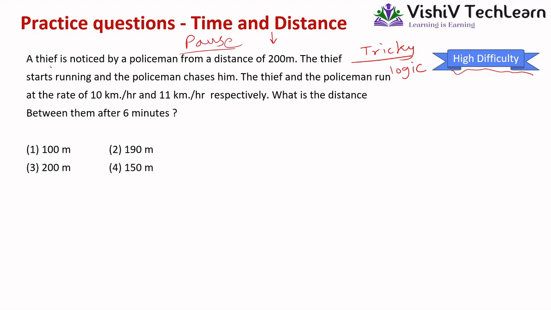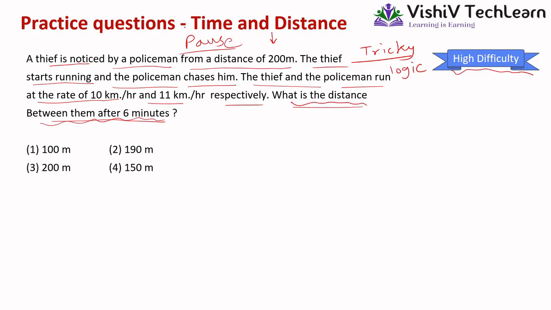A thief is noticed by a policeman from a distance of 200 meters. The thief starts running and the policeman chases him. The thief and the policeman run at the rate of this and this respectively. What is the distance between them after 6 minutes? Now this is a little tricky. After 6 minutes, what will be the position? Okay, that we have to find out.